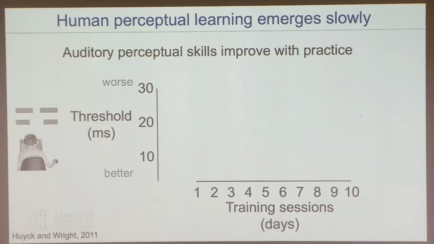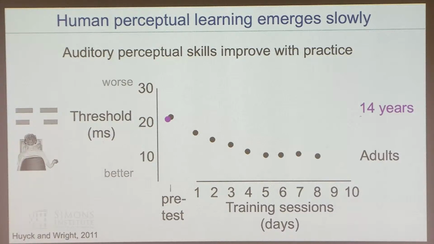And so what they did is bring in people, again, at three different age groups, and they chose individuals that had the same initial thresholds. So individuals that could tell these two gaps apart down to about 20 milliseconds. And then they said, let's bring you back every day, give you a range of gaps and see how good you can get. And so the adults came in, they got 50% better.